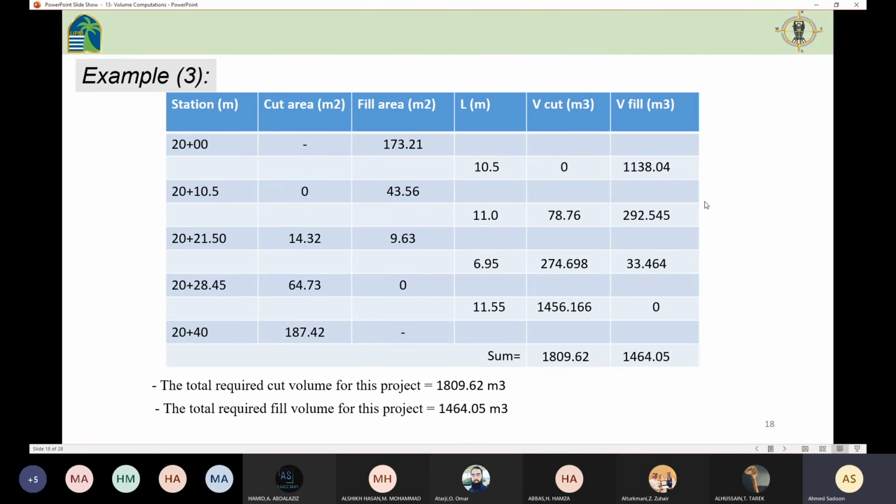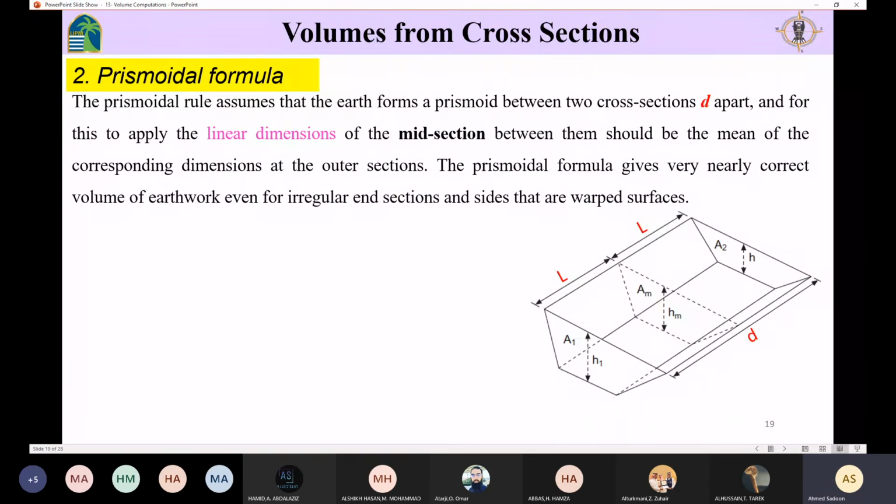So this is how we determine the volume for cut and fill in a project like that. Also, we have another method that needs to be introduced to determine the volumes. In this method, we also need to know the cross sections, and we call this the Prismoidal formula.